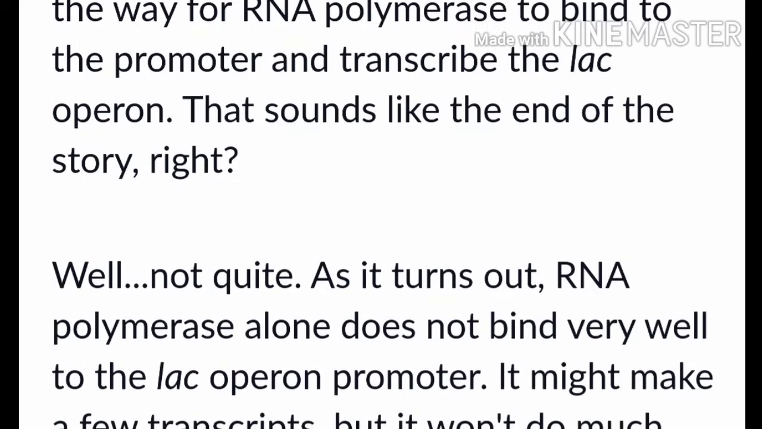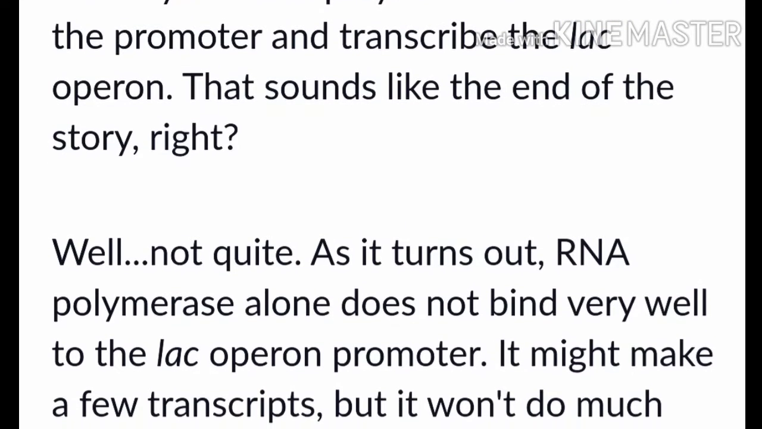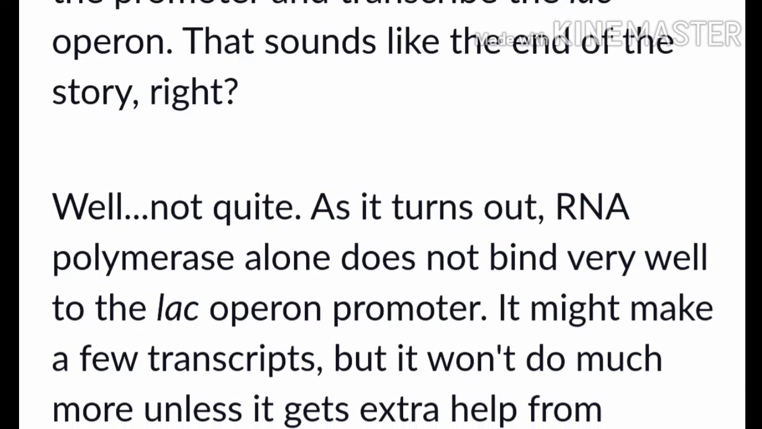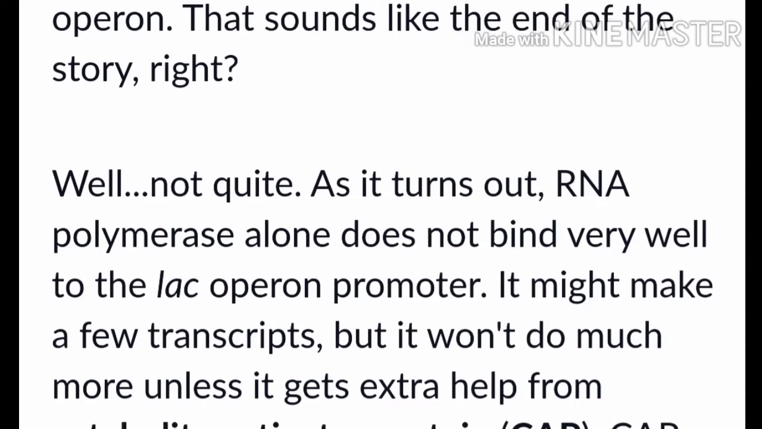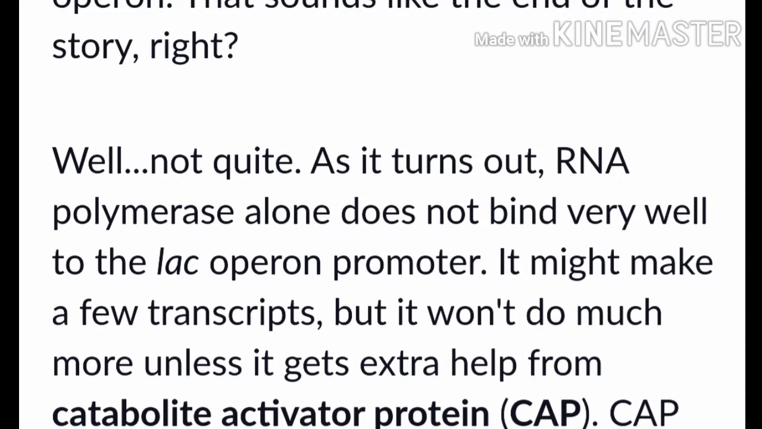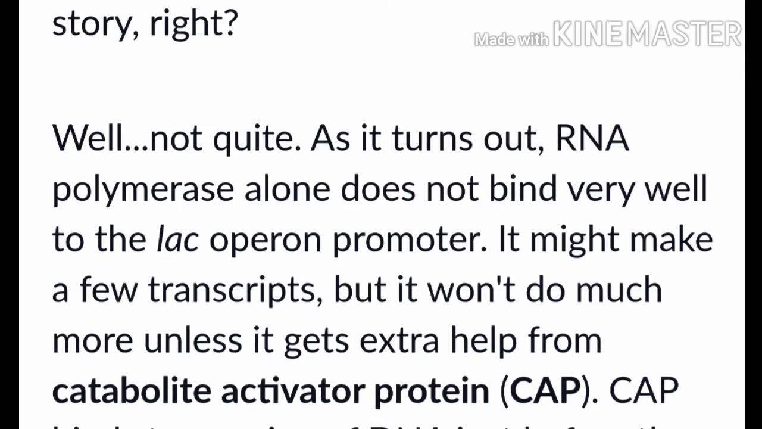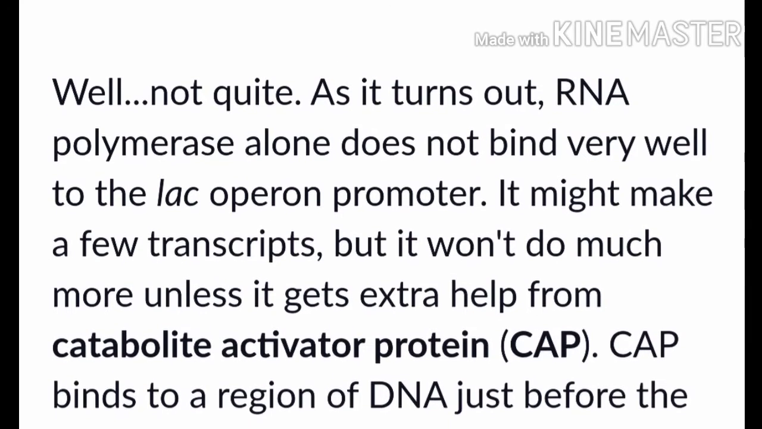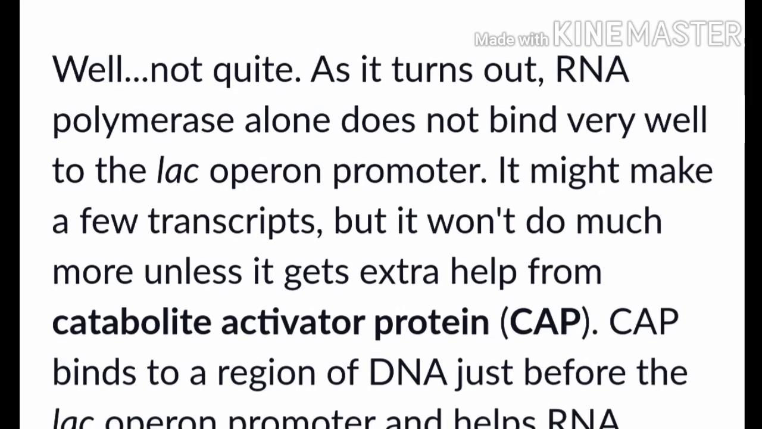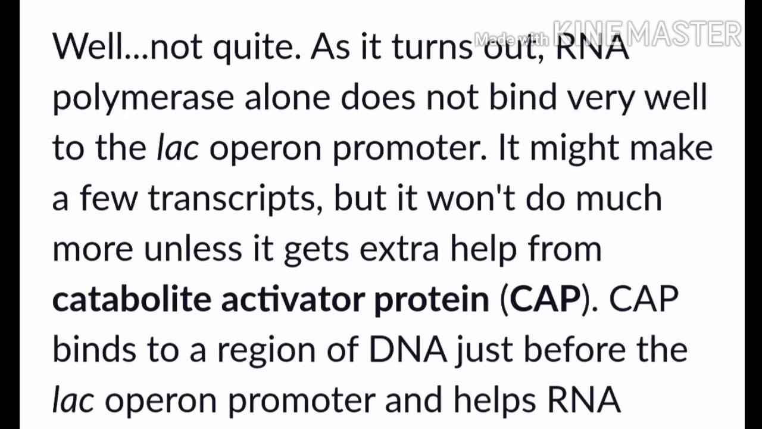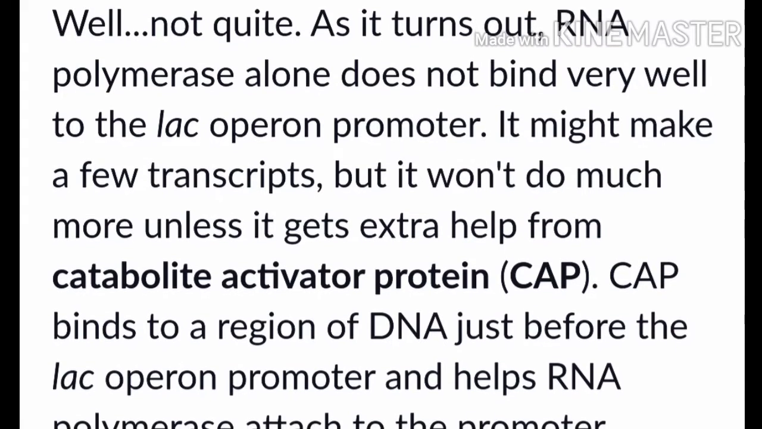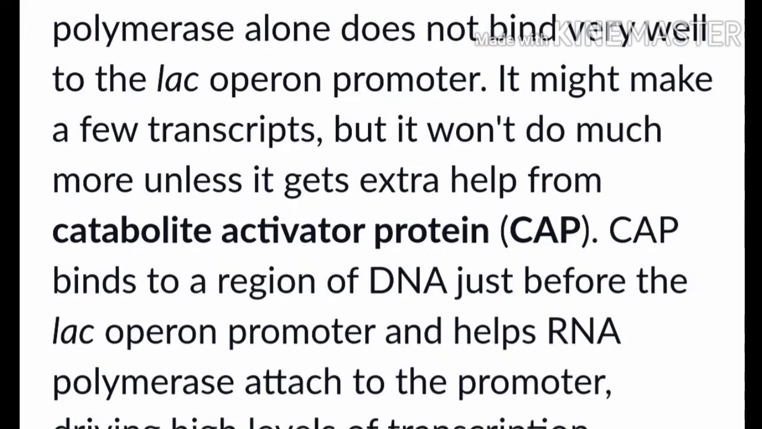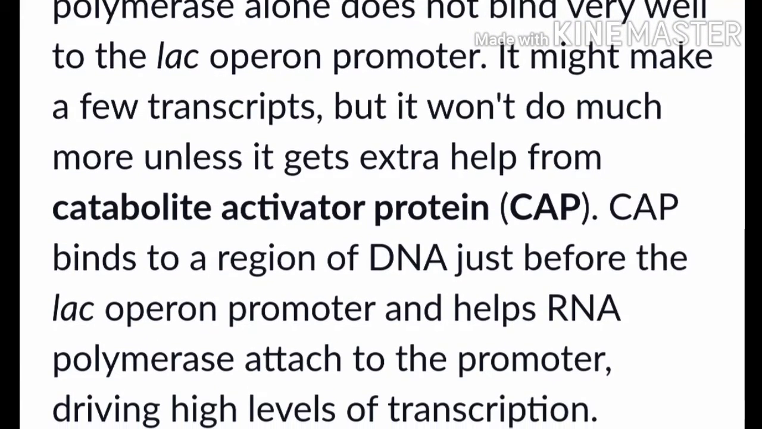That sounds like the end of the story, but RNA polymerase won't do much more unless it gets extra help from catabolite activator protein. Now the CAP binds to a region of DNA just before the Lac operon promoter and helps the RNA polymerase attach to the promoter, driving a higher level of transcription.